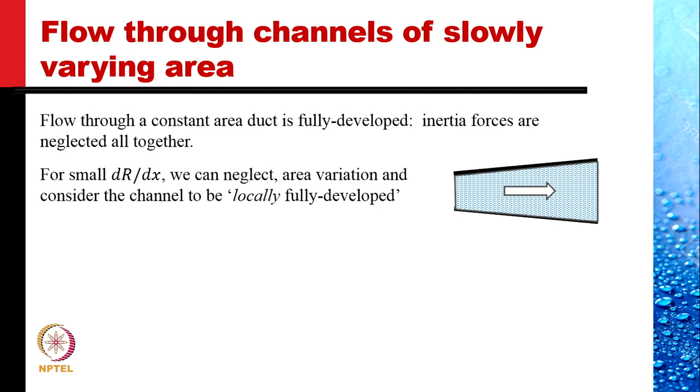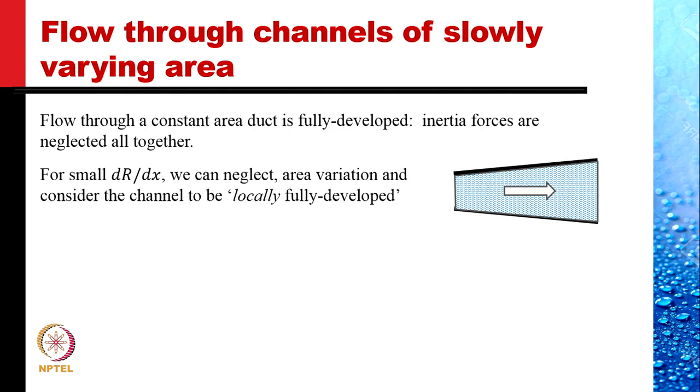One more example: flow through channels of slowly varying area. We have done in a fluid mechanics course the motion of a fluid in a straight pipe of constant diameter, the Hagen-Poiseuille law. Now, if the pipe walls are diverging slowly, the radius is changing with x very slowly, then can we approximate this as a locally fully developed flow?